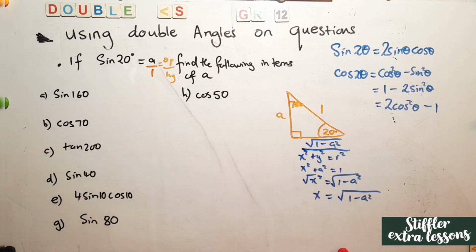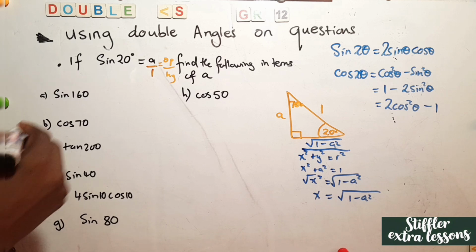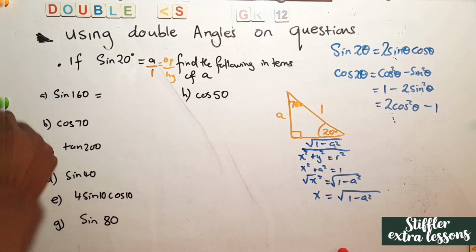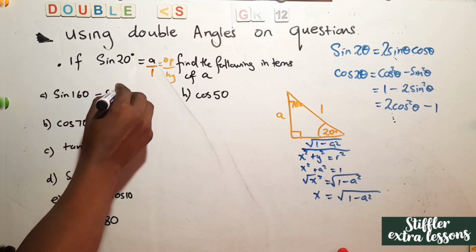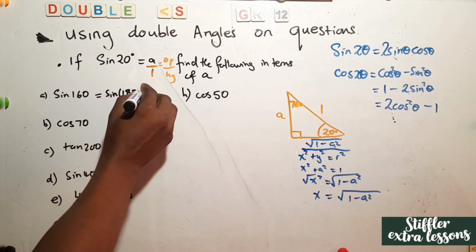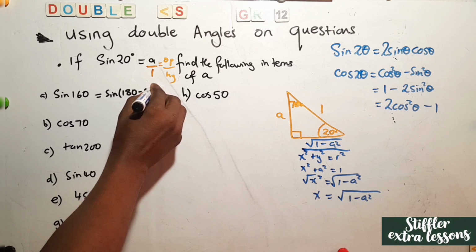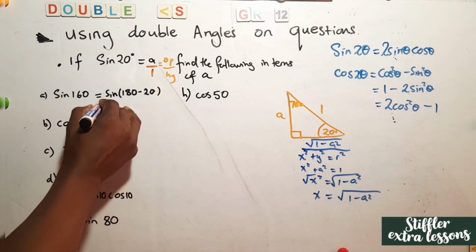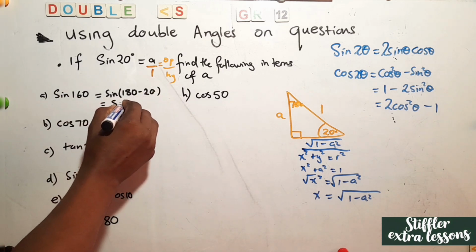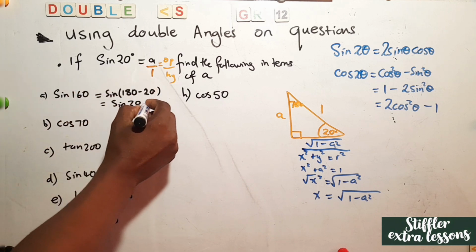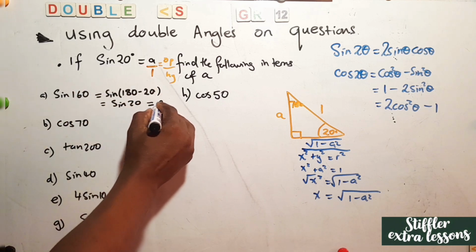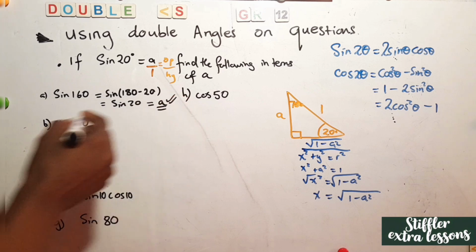Like that, right? So now let's solve the following. So sine 160, we can see that this sine 160 is way over, so it means that we need to reduce this. This is equivalent to sine of 180 minus 20, and this falls in the second quadrant, so it will be positive sine of 20. Sine of 20 already, they gave us that it is equal to a. So this is a, like that.